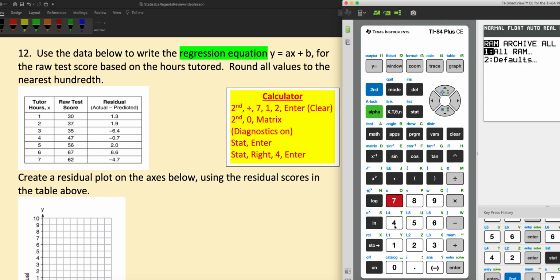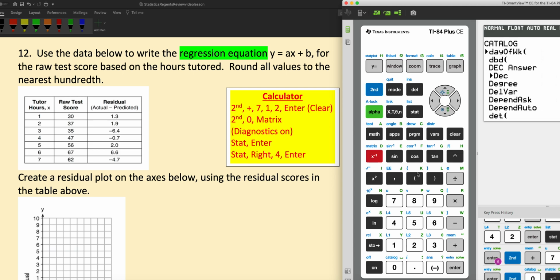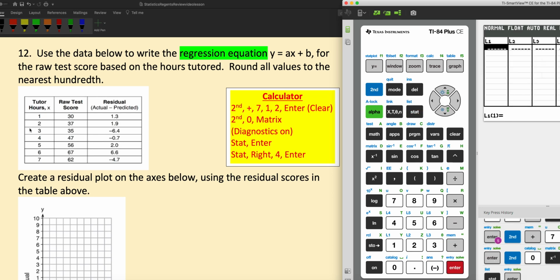Second plus 7, 1, 2, enter. Second 0 matrix, just practice putting that in so you don't forget it. The more times you do it, the easier you'll remember it. You hit enter twice. Stat enter. Now, you have 3 columns here in this table, guys. It says, use the data below to write the regression equation y equals ax plus b for the raw test score, which is here, on the hours tutored, which is here. So for your regression equation, we're focusing only on these 2 areas right here, okay? Round all values to the nearest hundredth.